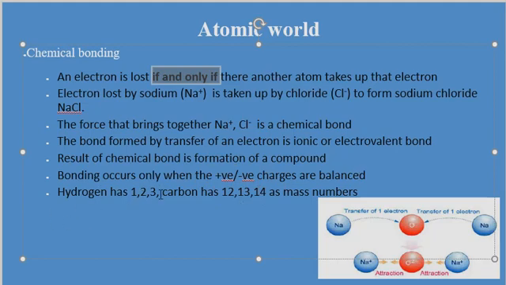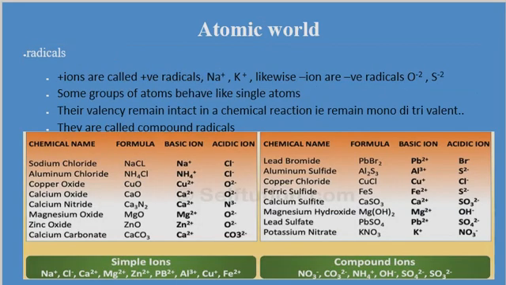Hydrogen has mass numbers 1, 2, 3, carbon has 12, 13, 14, we have already seen. So the bonding will change. For example, sodium transfers 1 electron to chlorine. Sodium also transfers 1 electron to oxygen. Then it will become O2-. It gains 2. Na. So what will happen? Attraction will happen because it has 2 electrons. This has one electron loss, so one proton positive. It's a double positive. This is double negative. This can combine together to form a compound.